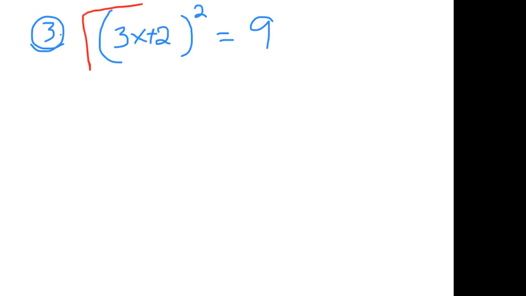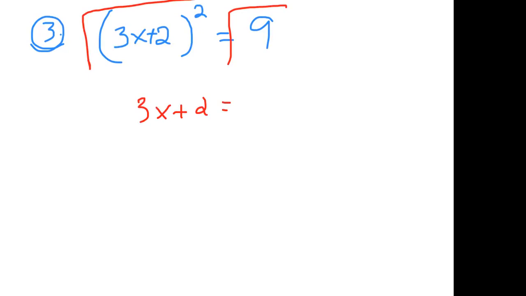Number 3, we've got (3x plus 2) squared equals 9. Now we need to solve this one. Okay, so the square term is already isolated, guys. So then we're gonna move on and just take the square root of both sides. So the power cancels out the root on the left side, leaving us with 3x plus 2.